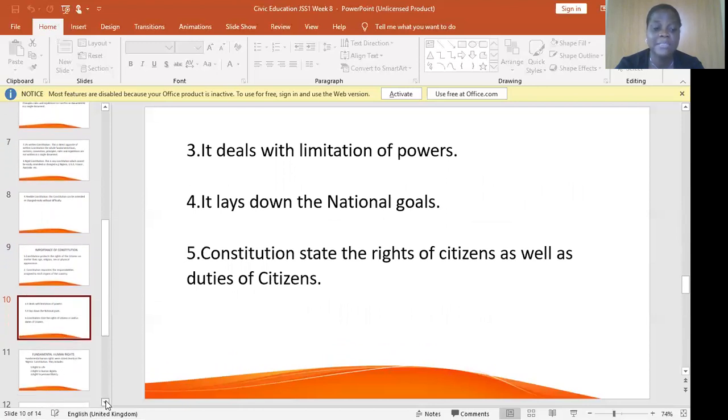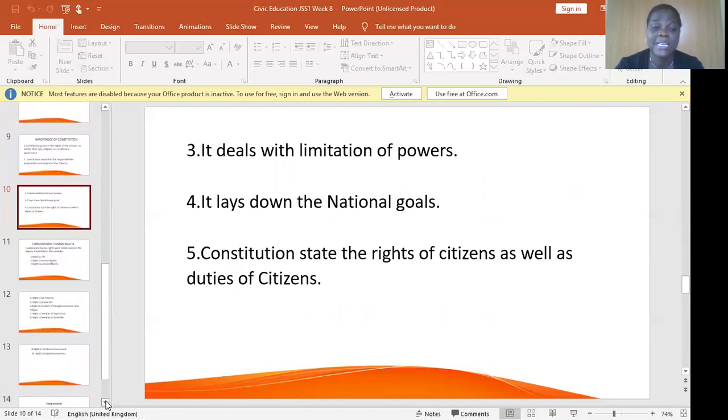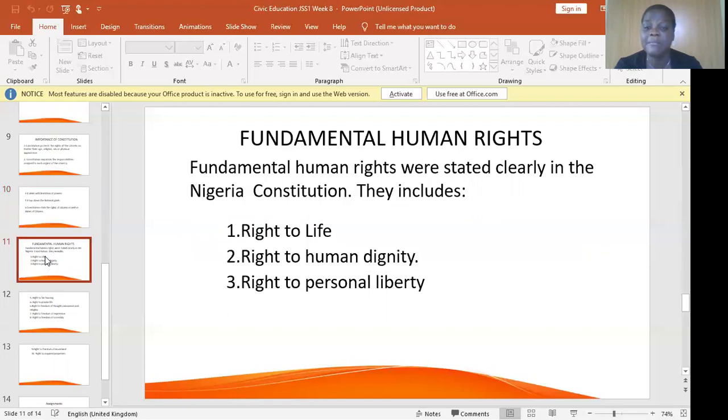And what are the rights of the citizens? We are going to treat them, but let's quickly treat the duties, which are to pay tax, to be hospitable, to be peaceful, to obey the laws, and so on and so forth. And the fundamental human rights include the right to life: nobody can kill any other person and go unpunished. Right to human dignity: you don't degrade anybody just anyhow. If you do and you are caught, you face the law. Right to personal liberty.